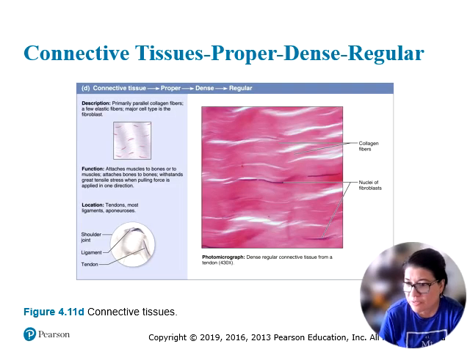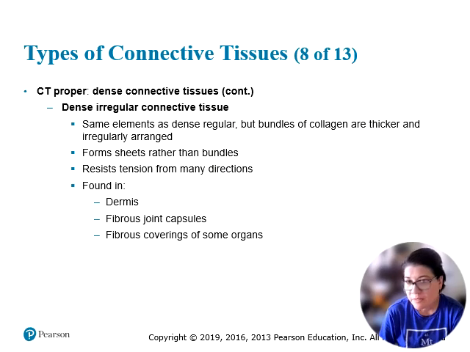So here they are. That's what they look like. There are the nuclei. They're long and skinny, and they're just kind of white and wavy. And that's what you might have pictured ligaments and tendons to look like. A ligament connects bone to bone. A tendon connects muscle to bone.